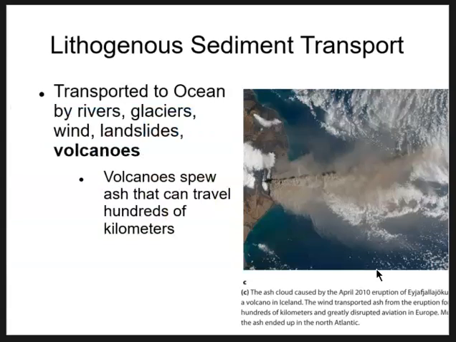When a volcano erupts, it puts ash into the air, which then falls into the ocean. There was a volcanic eruption in 2010 in Iceland that put so much ash into the sky that planes couldn't even fly.